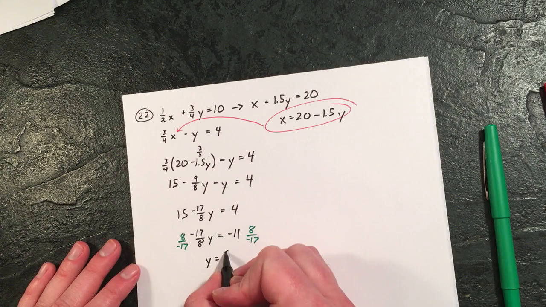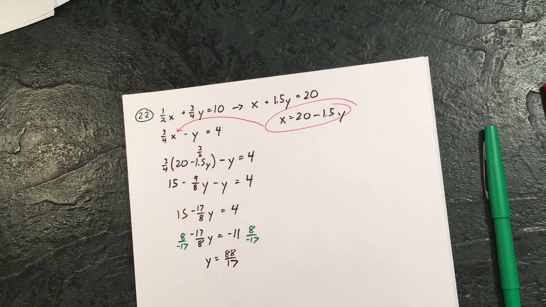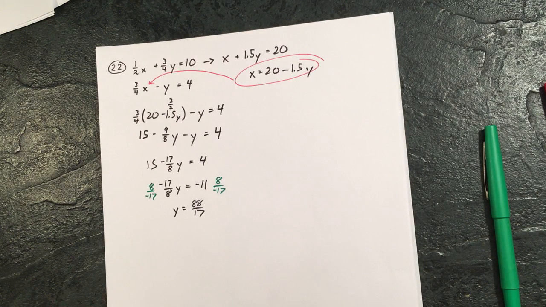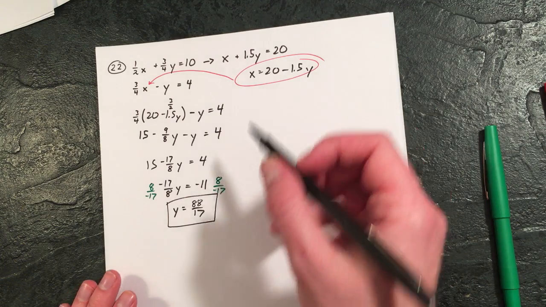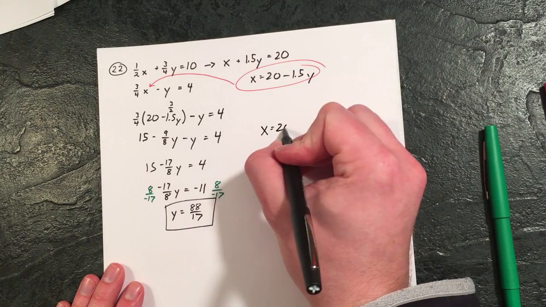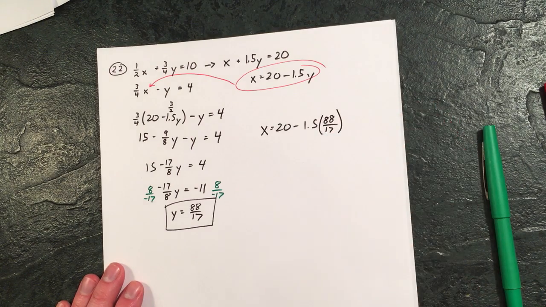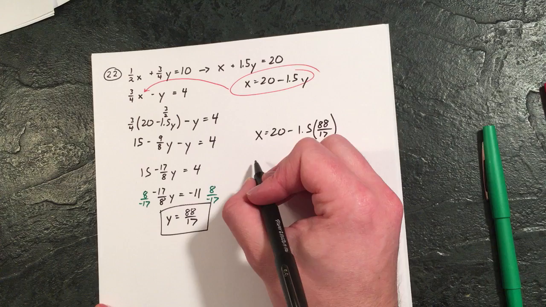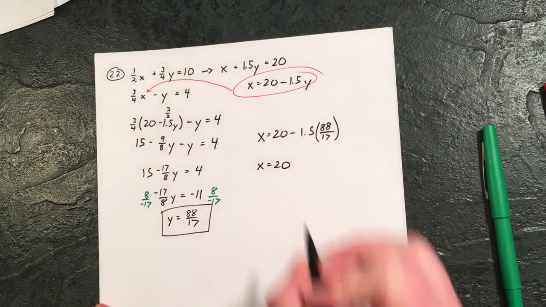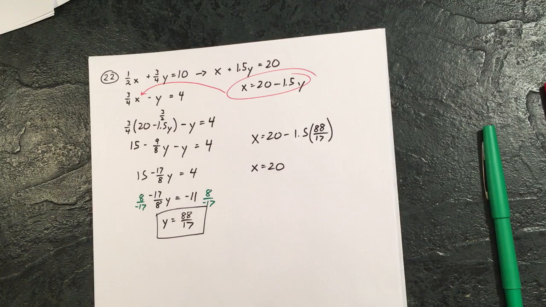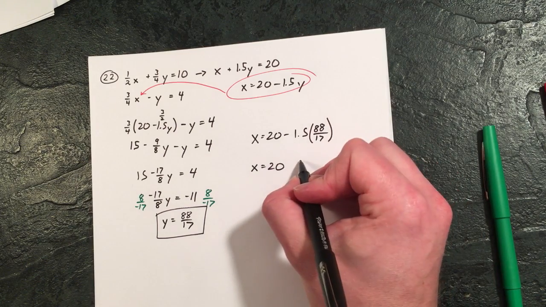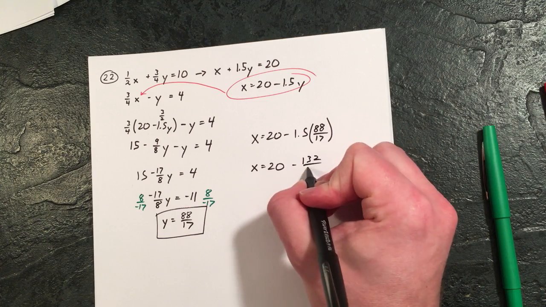We should be getting 88 over 17 as the y value here, which is not a pretty number. It doesn't simplify. 17's prime and doesn't go into 88. So that's as good as that's going to get, which is definitely not a nice number that we're looking for. But let's put it into our x equation up here. And now we need 1.5 times 88. So that's really 88 plus 44. So we're getting what, 132 here.